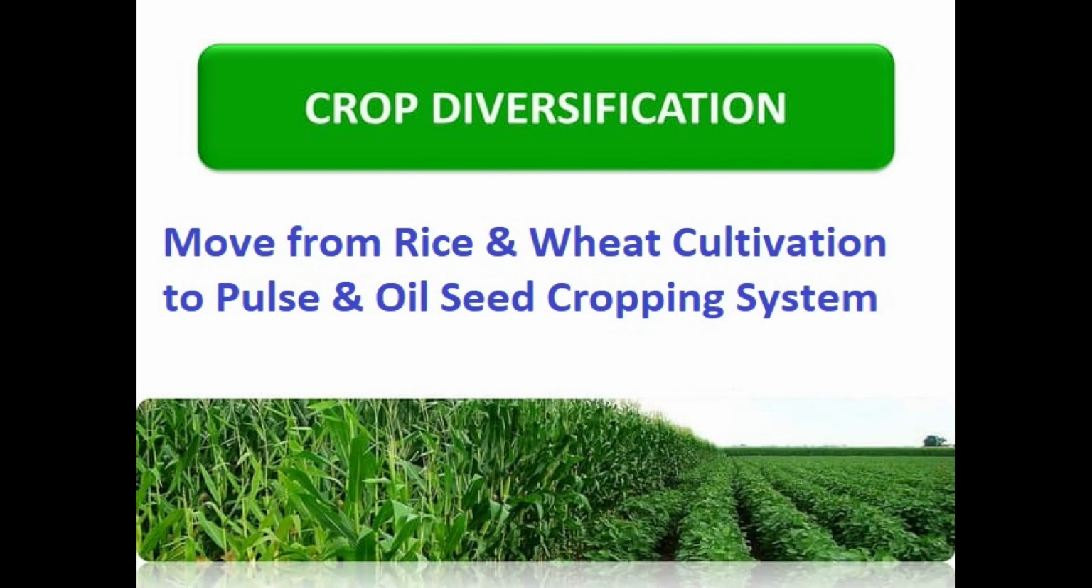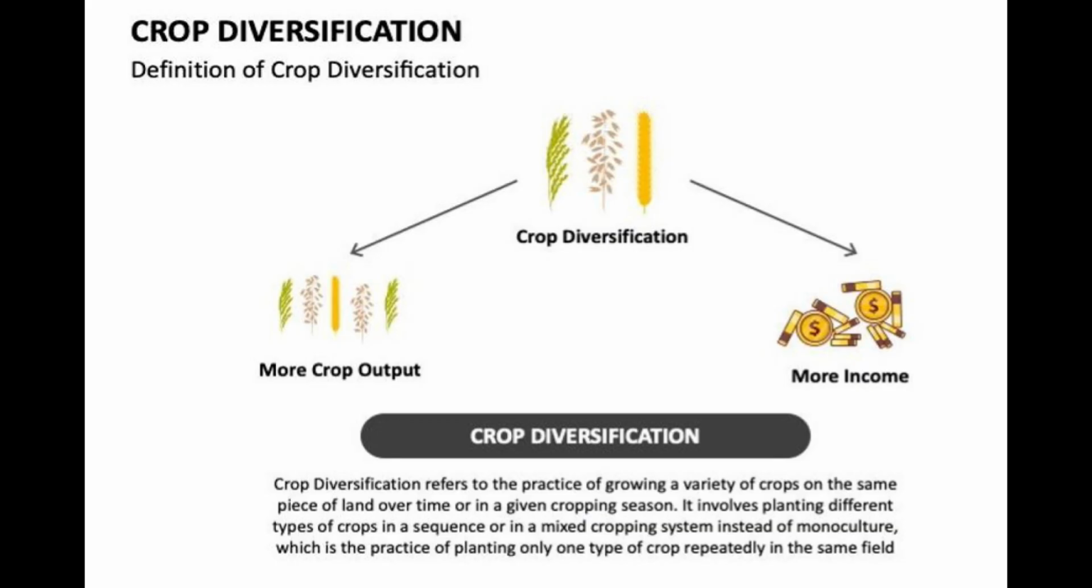Definition of crop diversification. Crop diversification refers to the practice of growing a variety of crops on the same piece of land over time or in a given cropping season. It involves planting different types of crops in a sequence or in a mixed cropping system instead of monoculture, which is the practice of planting only one type of crop repeatedly in the same field.